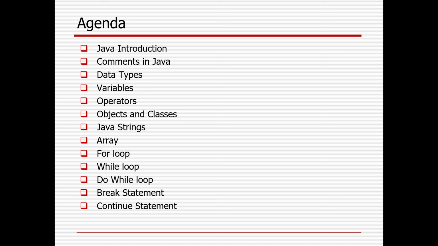Today, I'll cover in Java what Java is all about, what the common data types, variables, operators, objects, and classes are, what Java strings and arrays are, and what the different kinds of loops available are, like for loop, while loop, do while loop, and how we can control these loops with the help of the break and continue keywords.